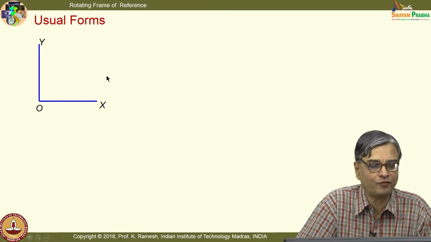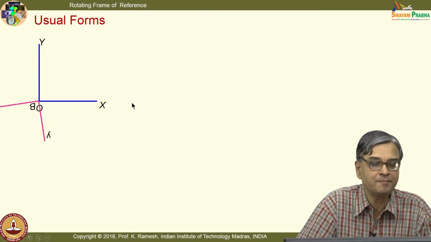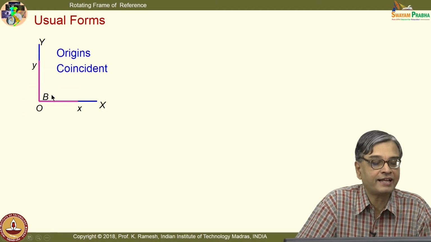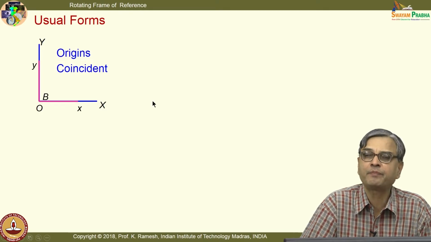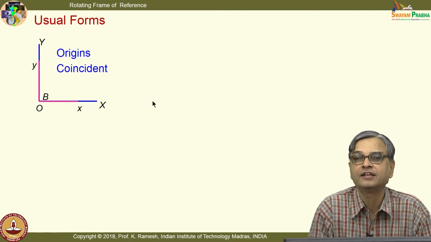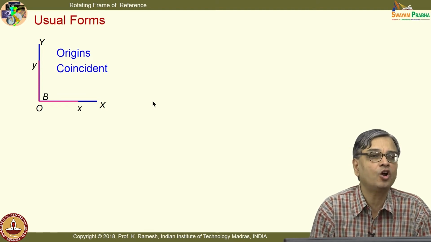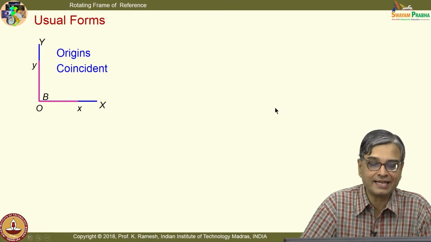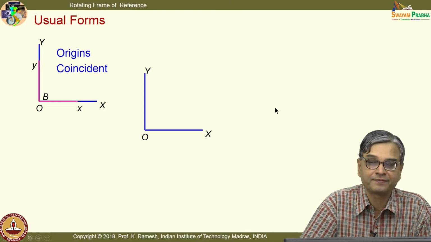And what are the usual forms? I have given fixed axis like this. The simplest one is I have a rotating axis whose origin coincides with this. It makes your life very, very simple. The origins are coincident. So, the mathematics becomes a lot simpler. And I would like you to make a sketch. Please keep a note of it.